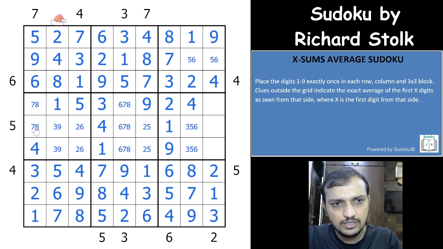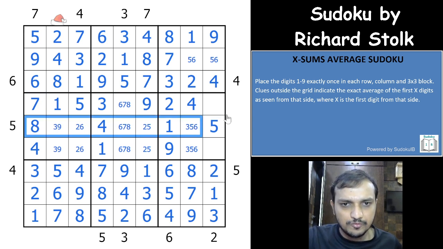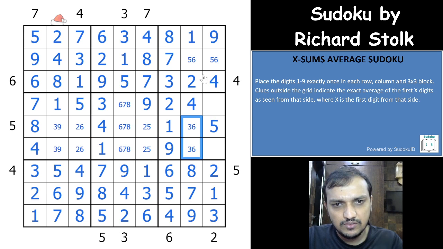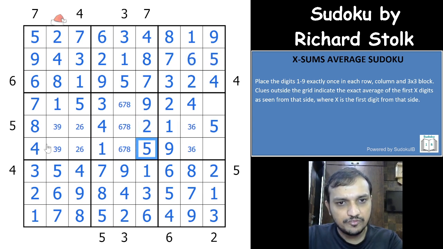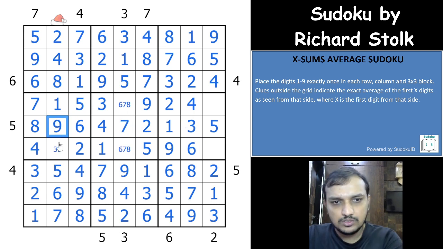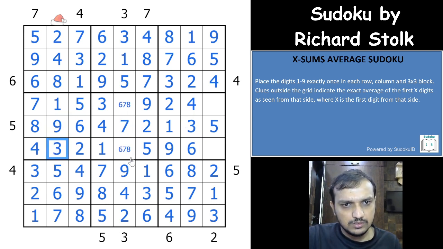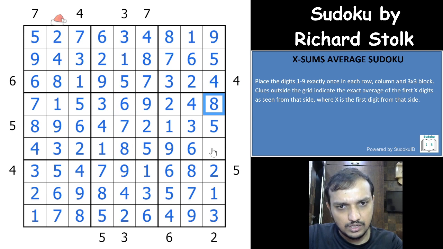This is an 8. Very tricky at the end, which means this would have to be 5, because sum of first 8 digits would have to be 40. The remaining digit is 5. 5 and 6. 2 and 5. 6 and 2. 7, 3 and 6, 9 and 3, 8 and 6, and this is 8 and 7.